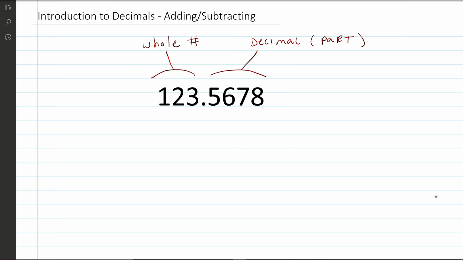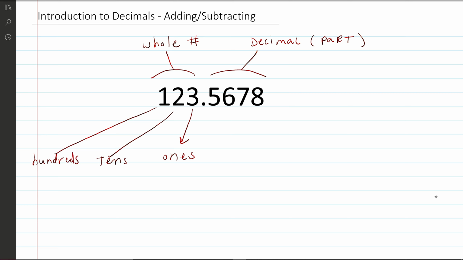Alright, so we already know the places for these numbers, but I'll go over them again. That 3 is in the ones place, that 2 is in the tens place, and that 1 we know is in the hundreds place.